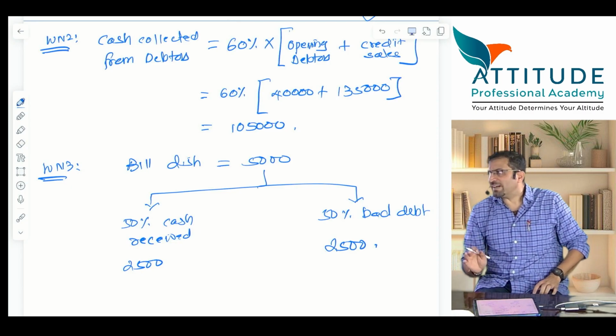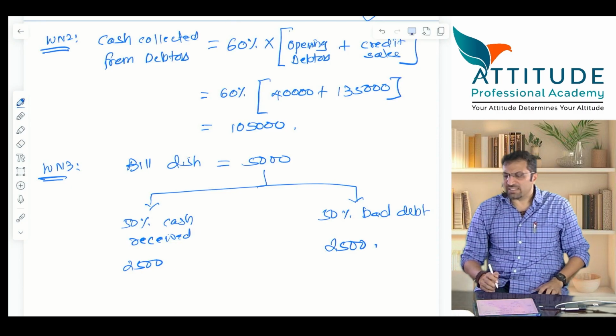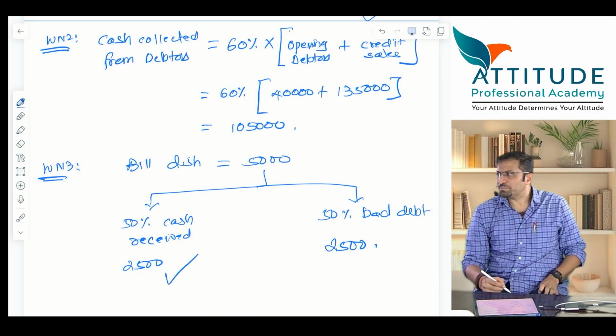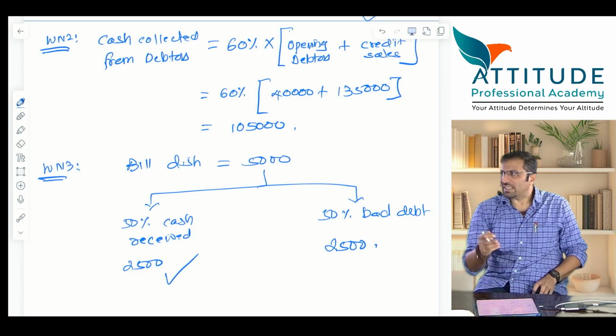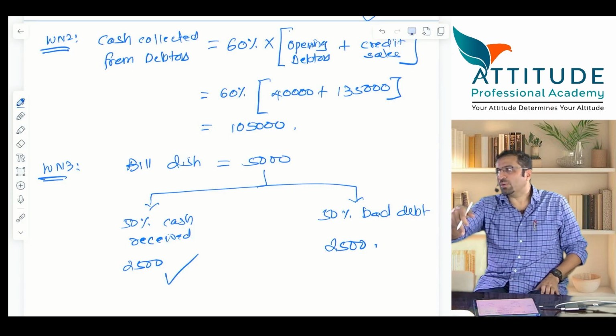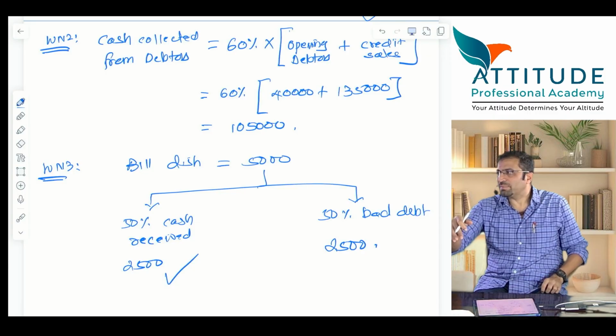Cash received is 2,500. Now tell me the entry for cash received. Tell me the entry for this 2,500. Cash account debit to, no. Debtors account was debited, right? It is not bad debts recovered.